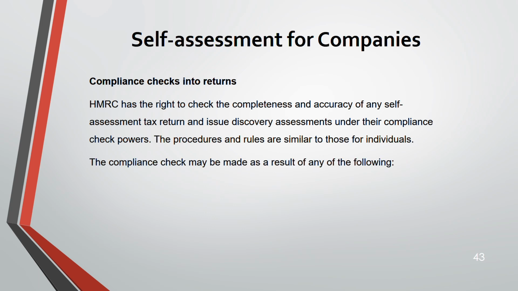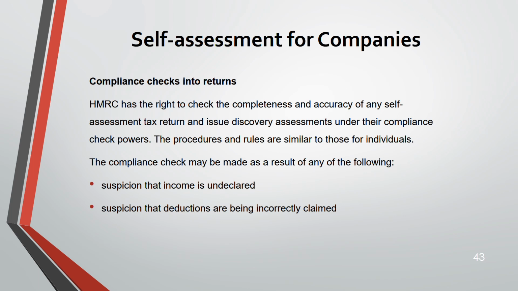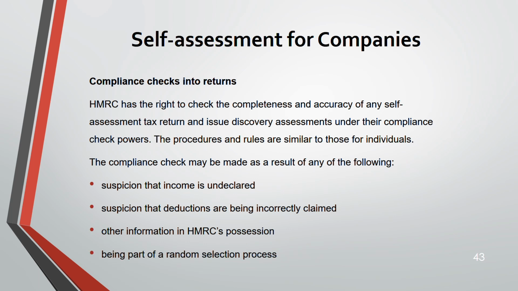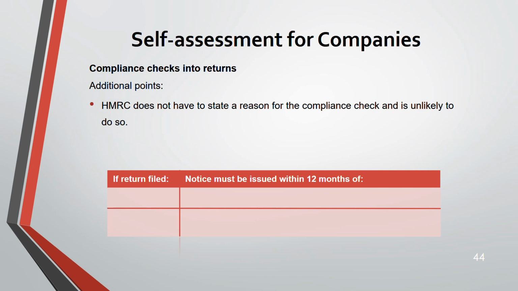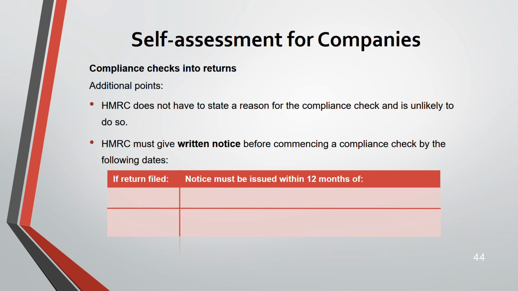A compliance check may result from one of the following. Maybe they are suspicious that income is undeclared. Maybe they are suspicious that deductions are incorrectly claimed. Maybe there is some other information in the hands of HMRC. Or it is just part of a random selection process. So if any of these events occurs, a compliance check might happen. Now, HMRC does not have to state a reason why they want to do the compliance check. Okay? But before doing any compliance check, they have to give a written notice by the following dates.